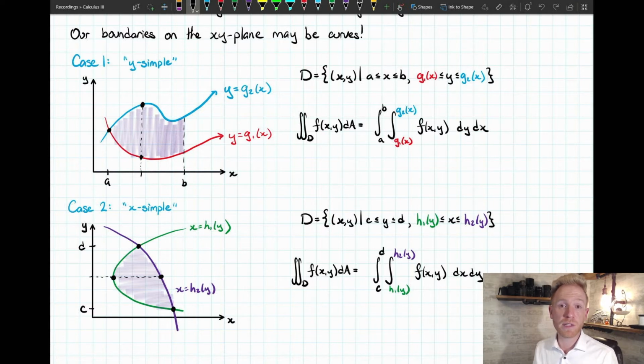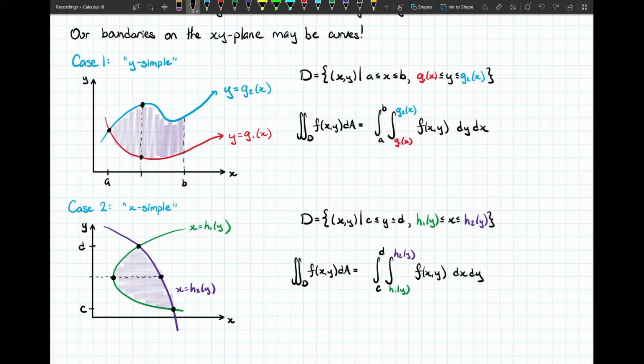And some regions can be simple in both x and y, and some regions may not be simple in either. If that's the case, then we know from properties of integrals, we can always separate that region D into smaller subregions that may be x or y simple on their own.